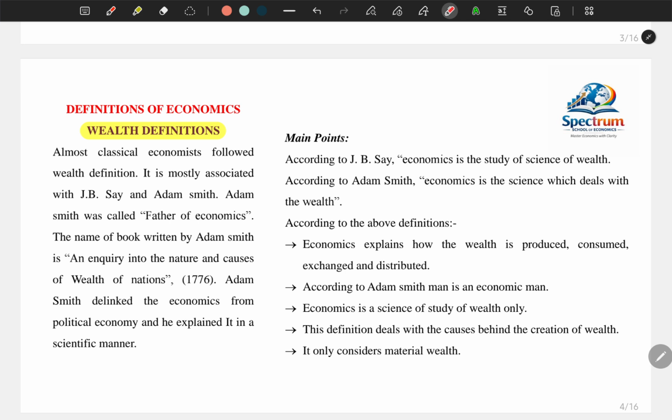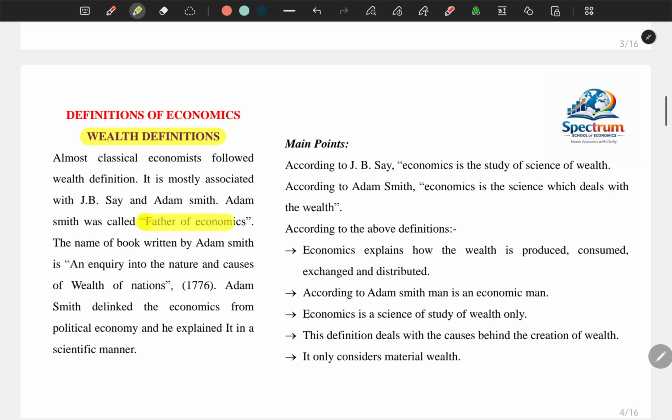Here Adam Smith de-linked economics from political economy. He gave a particular definition of economics and explained it in a scientific manner. That is why Adam Smith is considered the father of economics. Please take this note, then some points related to the wealth definition.